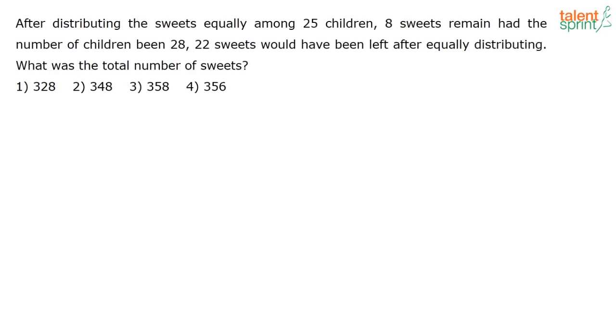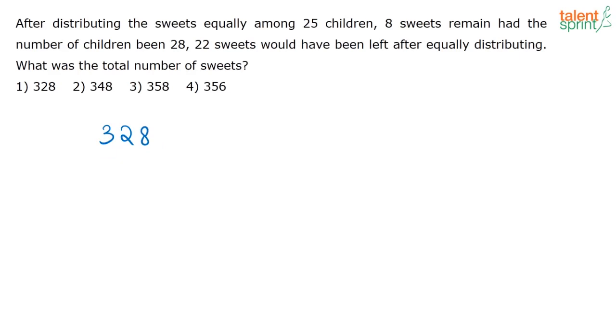Go by the options. After distributing sweets equally among 25 children, 8 sweets remain. Had the number of children been 28, 22 sweets would have been left after equally distributing. What was the total number of sweets? See, best way, as I said, go with the options. So how do we solve this question? Let us assume that totally we have 328 chocolates with us.